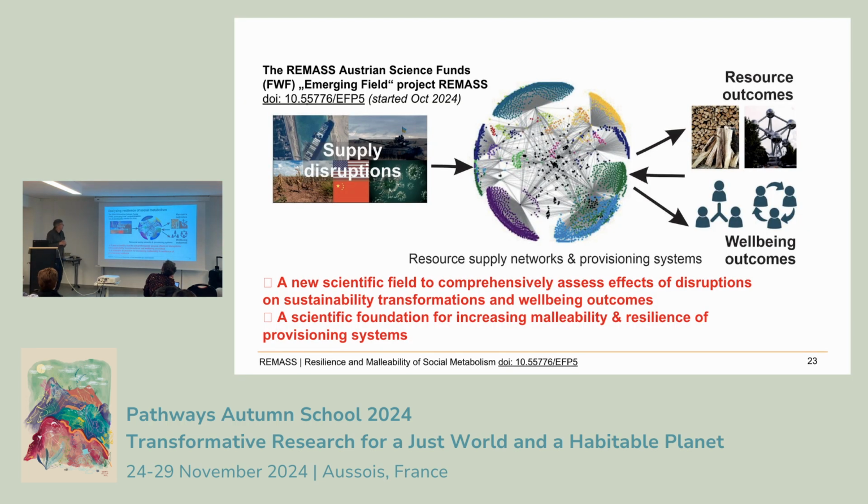So that's what I said, we need something to look at the resilience of social metabolism. If you have supply disruptions, they hit super complex global supply chains, which at the moment we cannot model, we do not really understand. But this has huge impacts in terms of the resource outcomes and the well-being outcomes, and it also has huge impacts on what we can do to change what we call malleability, for strategic reasons, because we wanted to use a word that was not ideologically laden, because we wanted to get the project.